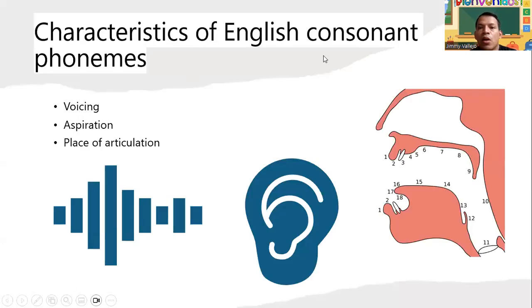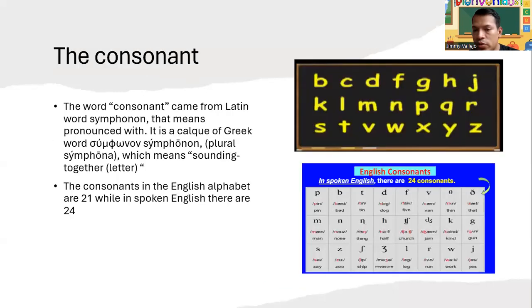Now we are going to talk about the consonant phonemes. We have three characteristics: voicing, aspiration, and place of articulation. Also, as with the vowels, we have to know what a consonant is. The word consonant comes from the Latin word meaning to sound together, to pronounce. The consonants in the English alphabet are 21, while in spoken English there are 24.